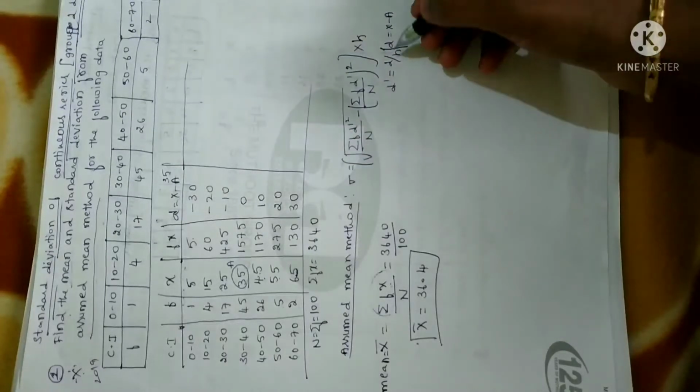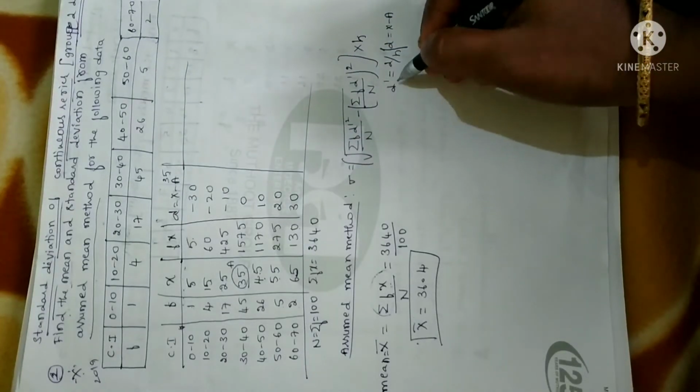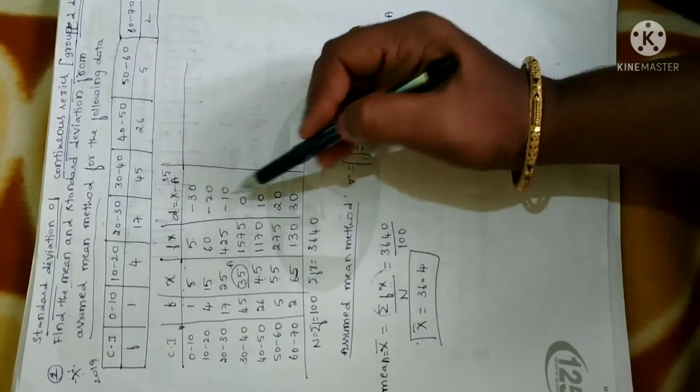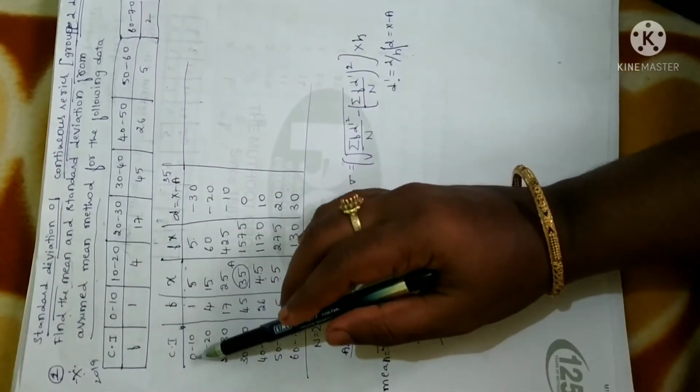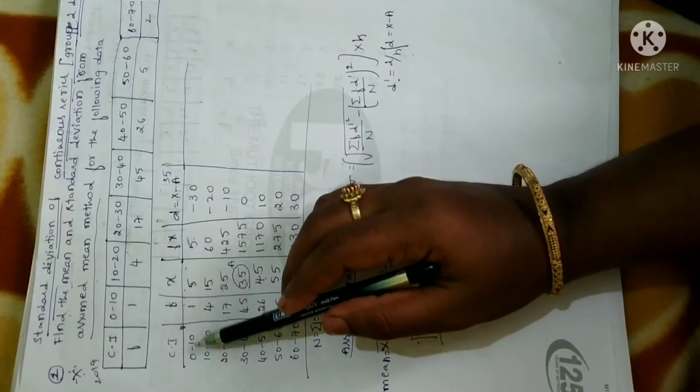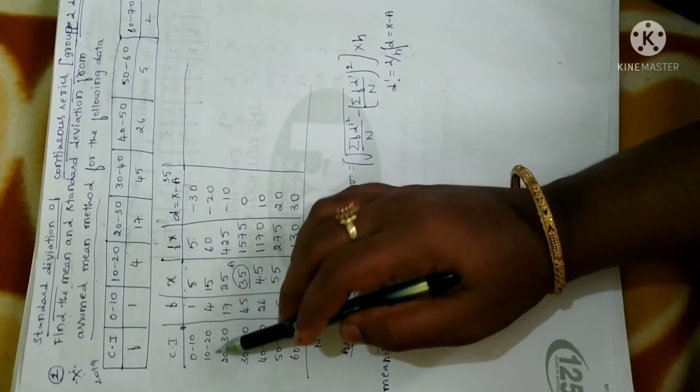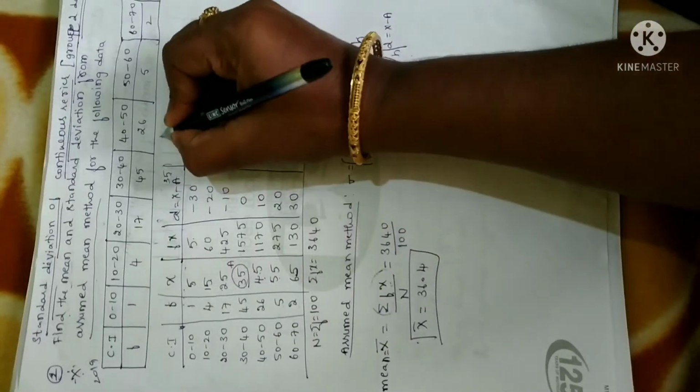Next, what else is required is that I have to calculate the d dash value. d dash can be obtained by using the formula d by h. Anyhow, I have calculated the d value here. Now, h is none other than the difference of the class interval. So 10 minus 0 is 10, 20 minus 10 is 10. So the h value is clearly 10. So h is equal to 10.